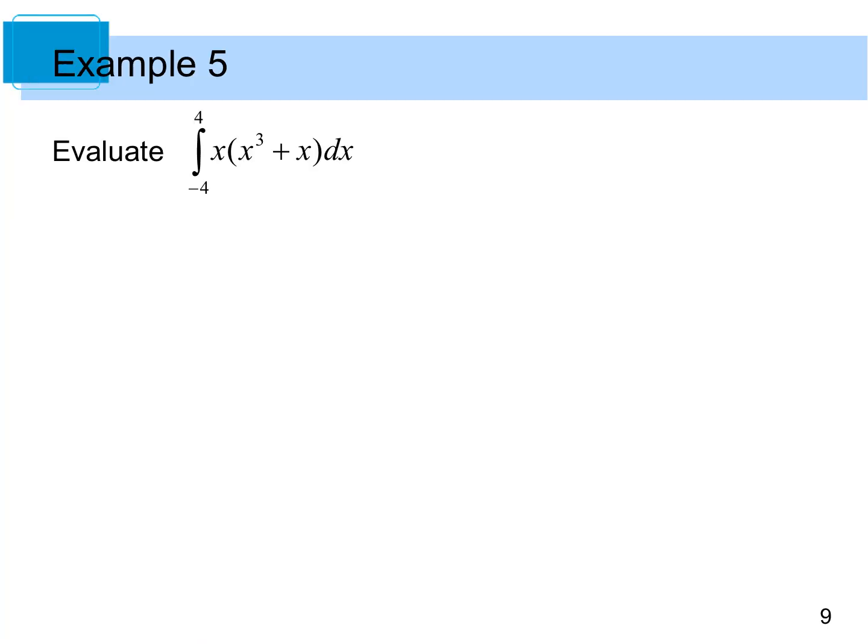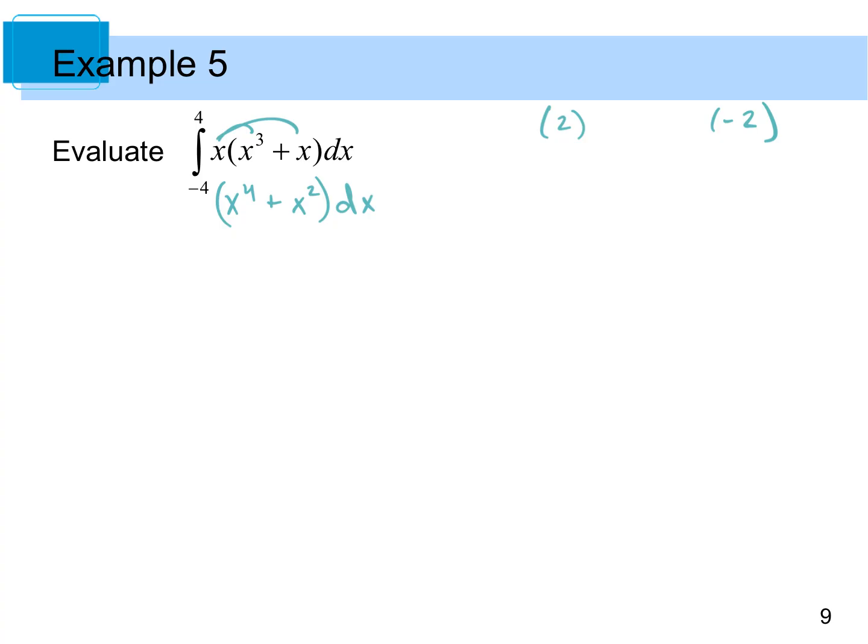So looking at example 5, I'm going to simplify. I'm going to distribute, so we get x to the 4th power plus x squared dx. We could just as easily take the integration and plug in our values from negative 4 to 4. But just to show if this is an even or odd function, it's either going to be even or neither here because our highest degree exponent is 4, so it's definitely not an odd function. So I can plug in a number and its opposite, so we could plug in 2 and negative 2.